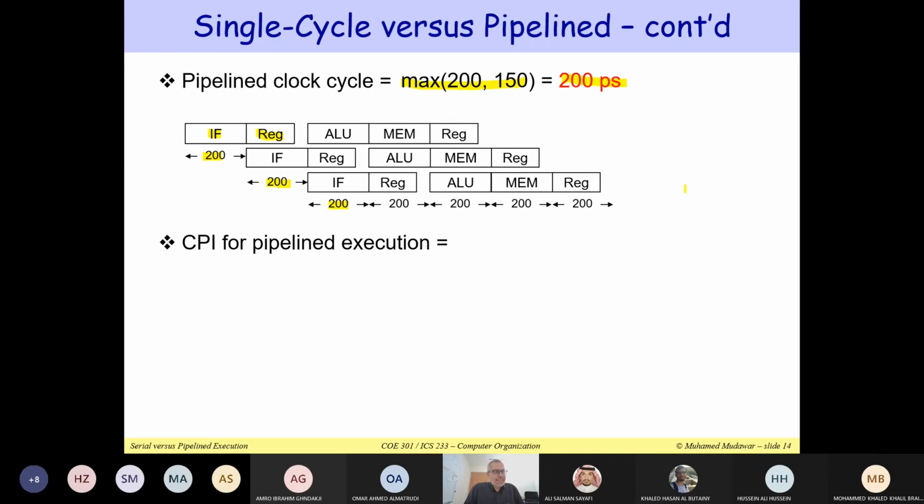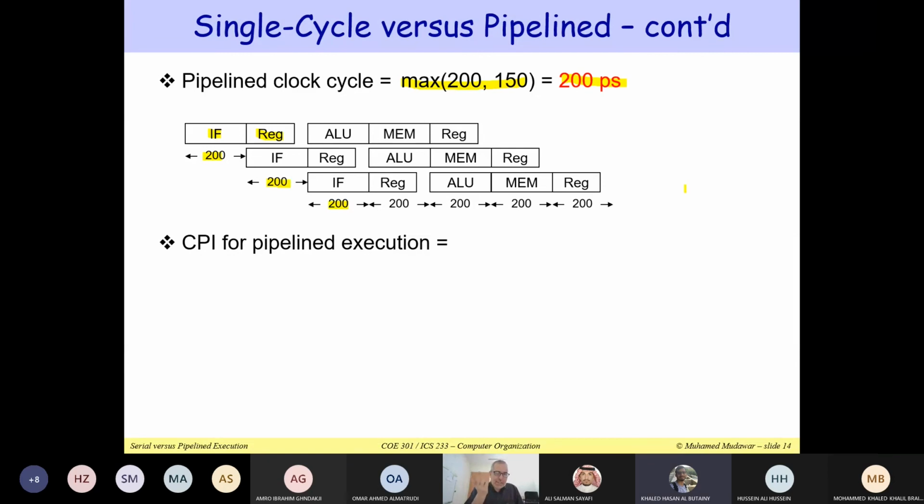Okay, let me ask you the question differently. At what rate can we complete instructions? 200, at what rate? Forget about the clock cycle time. Yes, the clock cycle is 200 picoseconds, but the question is, at what rate can we complete instructions? Can I complete one instruction every cycle? Can I finish one instruction per cycle? I can finish one instruction every 200 picoseconds.